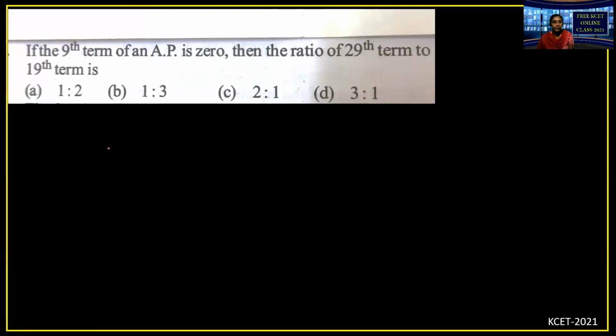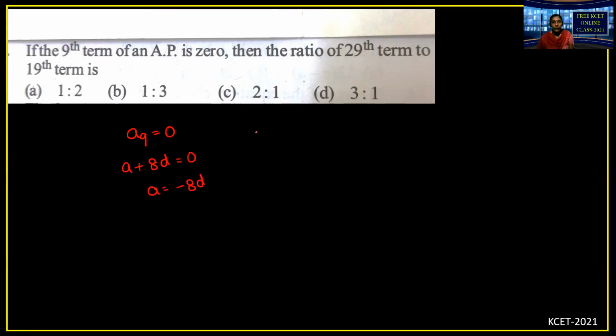Next question. If the 9th term of an AP is 0, then the ratio of the 29th term to the 19th term is? The 9th term of an AP is 0. That means A9 is equal to 0. By the definition of arithmetic progression, A9 is A plus 8D is equal to 0. A is equal to minus 8 times D.